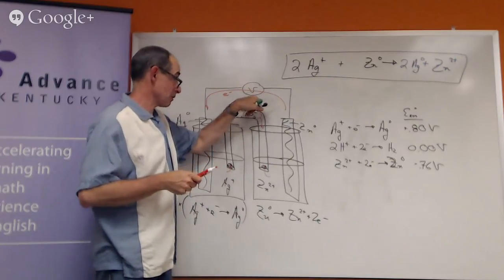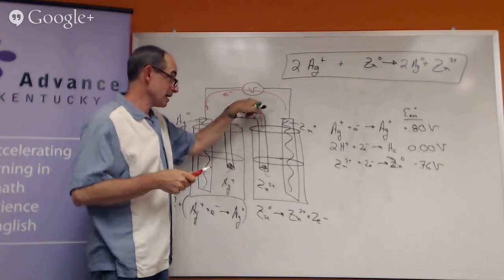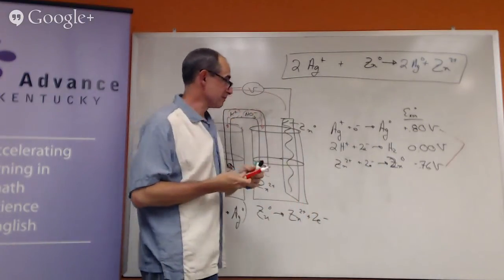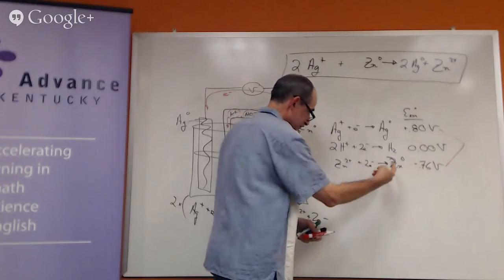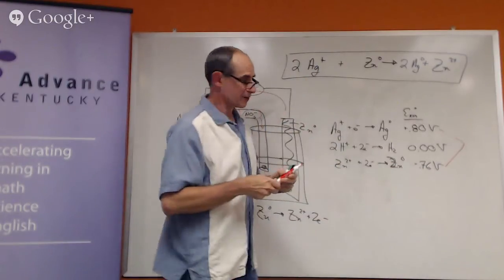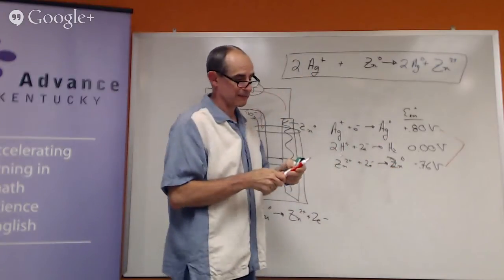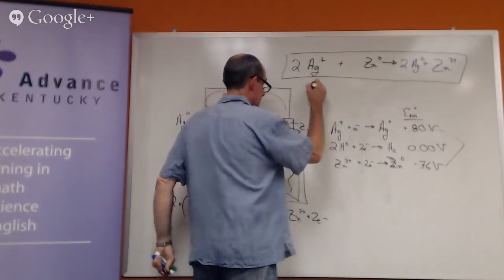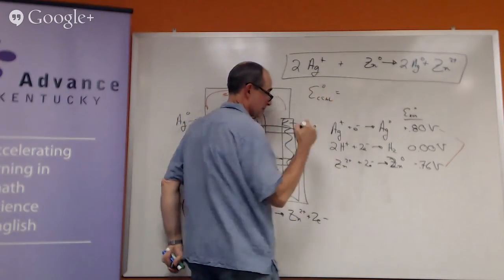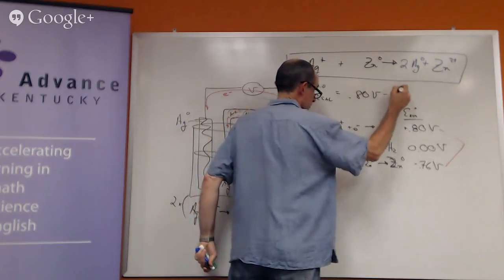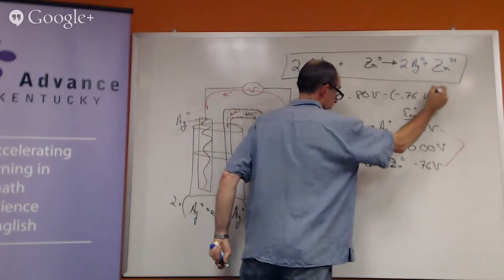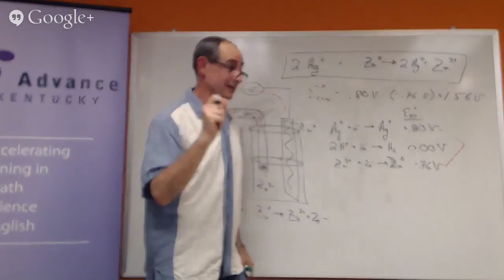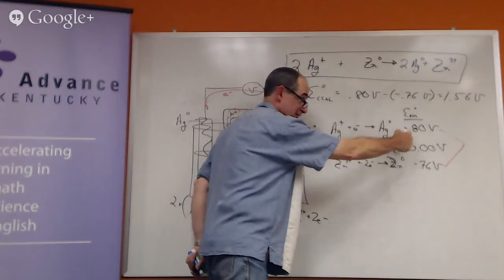We might want to say, what is the voltage? What would I measure here? And the voltage is just going to be the difference between these 2 values. Some books will tell you to reverse this equation, change the sign of that, and add it. Other books will just tell you to take the difference between those. Clearly, mathematically, it's the same thing. And you would get the standard cell potential would be 0.80 volts minus negative 0.76 volts, and that is 1.56 volts. Notice that you do not multiply this potential by 2.